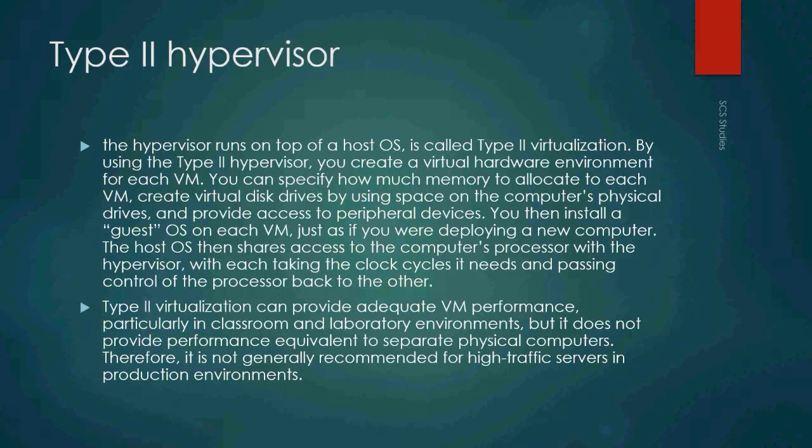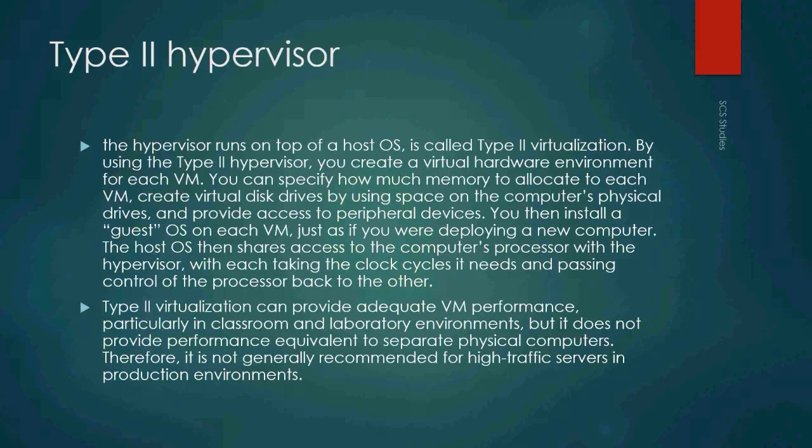The host OS then shares the computer processor with the hypervisor. So it basically shares the hardware resources with the guest operating system. With each taking clock cycles, it needs to pass control of the processor back to the other. So this is the entire thing. This is why the guest operating system creates an individual infrastructure, an individual virtual hardware configuration.